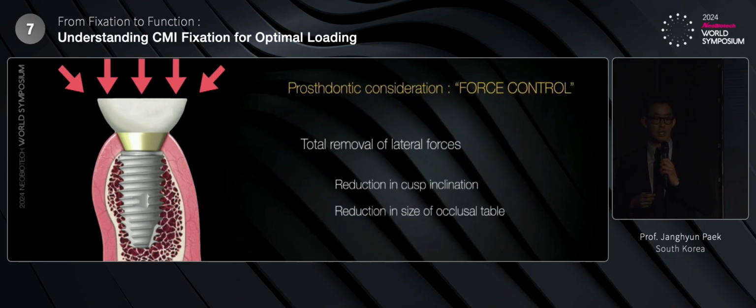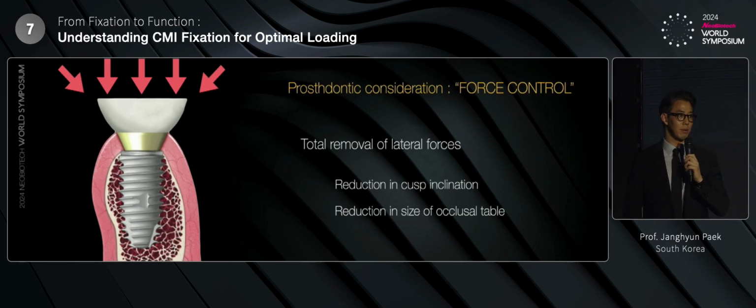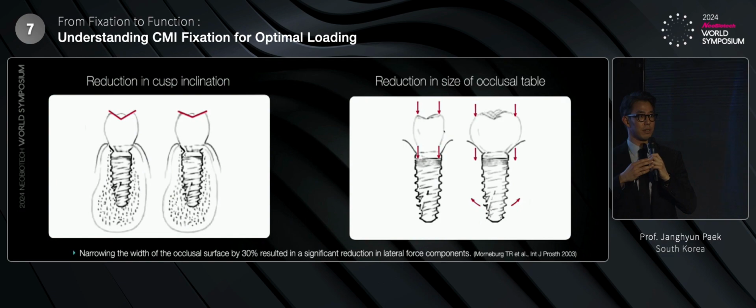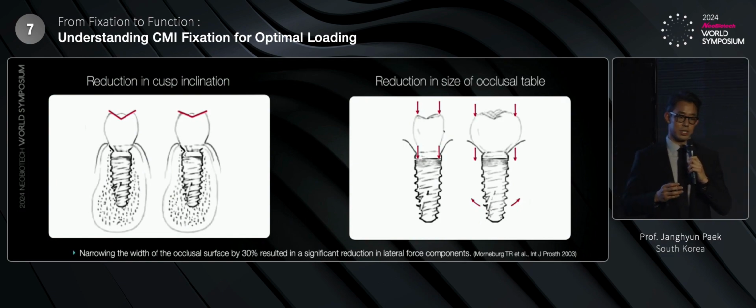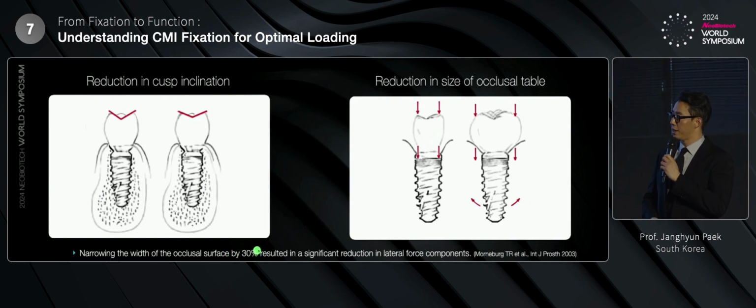The first is we have to reduce the cusp inclination. And also, we have to reduce the size of the occlusal table. This is a good illustration showing how we can reduce the cusp inclination. But how many percent do we have to decrease the size of the occlusal table? The literature says that narrowing the width of the occlusal surface by 30% will reduce the lateral force components.